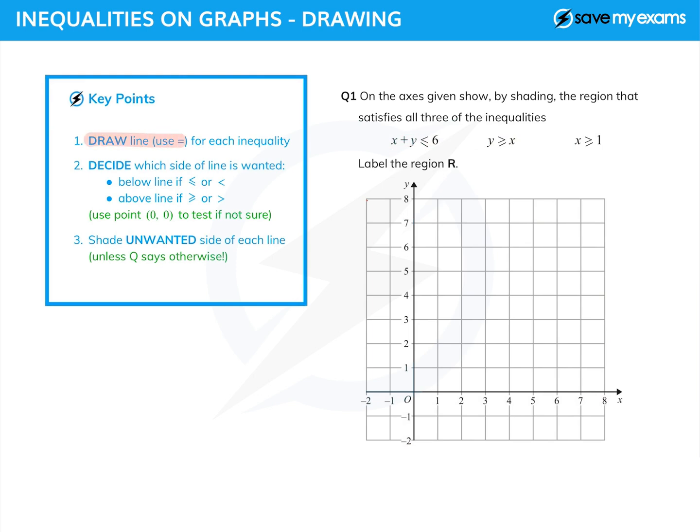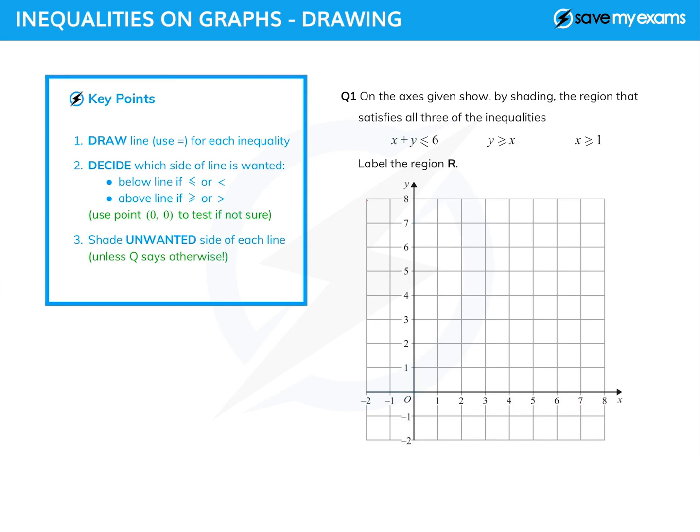Okay, well, for each inequality we do three things. We draw the line, for each inequality, but with an equal sign instead of the inequality. We then decide which side of the line is wanted, and our rule of thumb is that we always go below the line if it's a less than, and we go above the line if it's a greater than. If we're not sure, we can always use a point, a relevant point like 0, 0, or in fact any point, to test which side of the line we want. Once we've decided which side we want, we usually shade the unwanted side, unless the question asks you to shade the wanted side. So let's do that for this question.